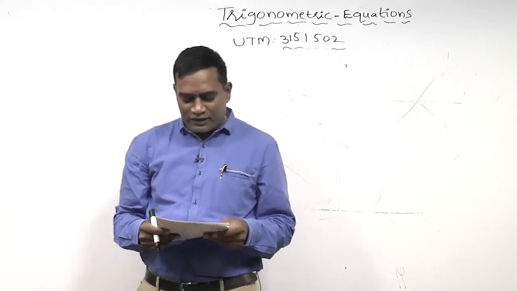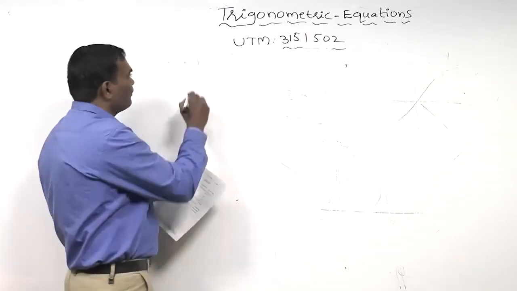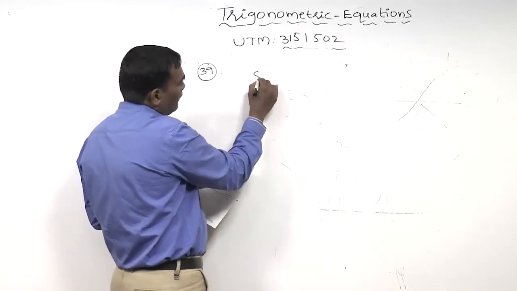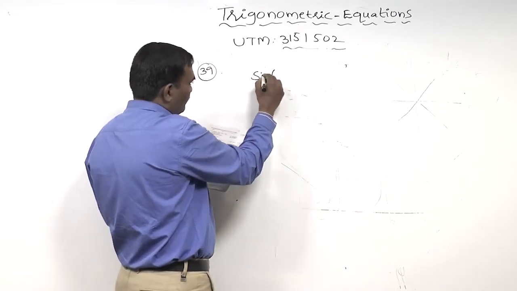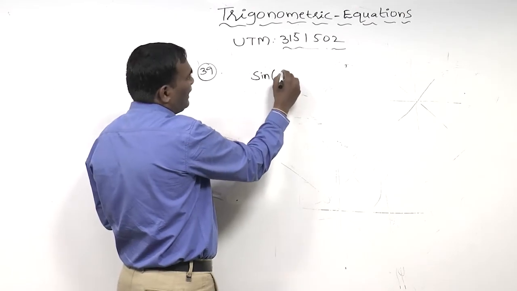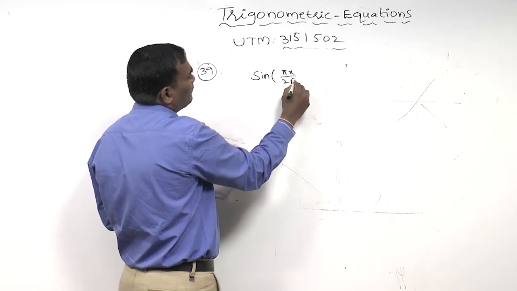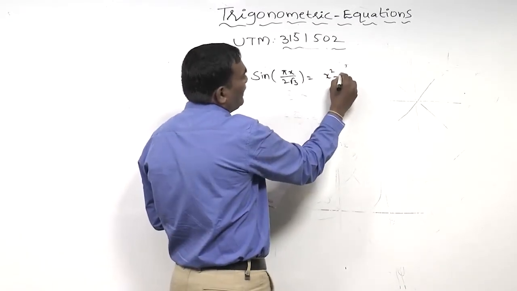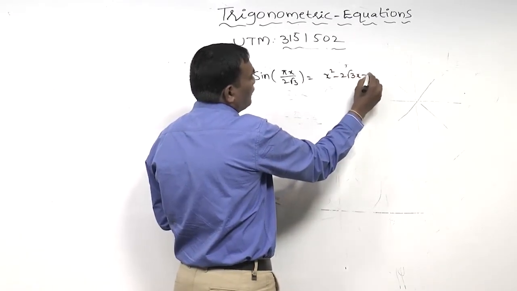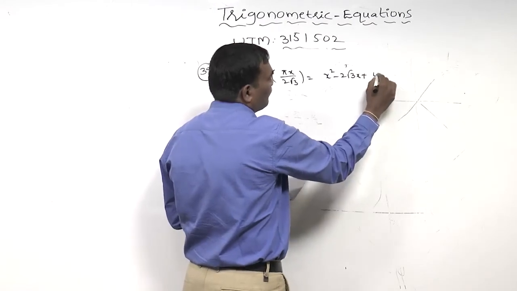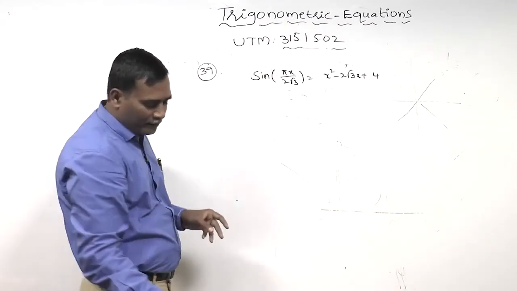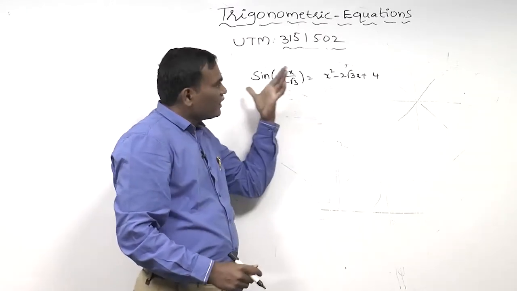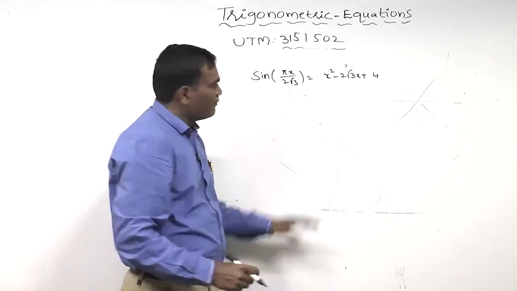The number of solutions of the equation: sine of pi x by 2 root 3 is equal to x square minus 2 root 3 x minus 4 plus 4. So, simplify and find the number of solutions. Here a trigonometric function is there, and here an algebraic function is there. Simplify this one.